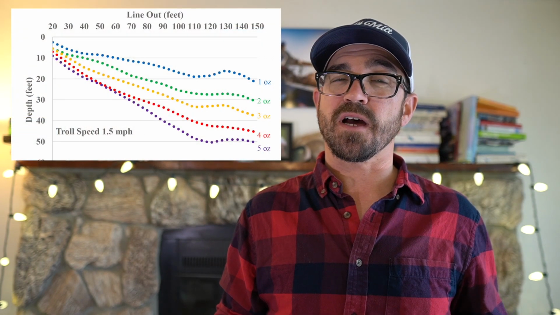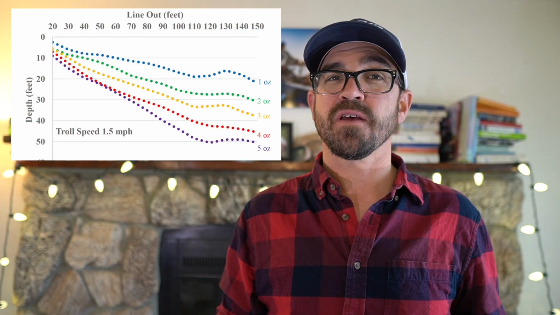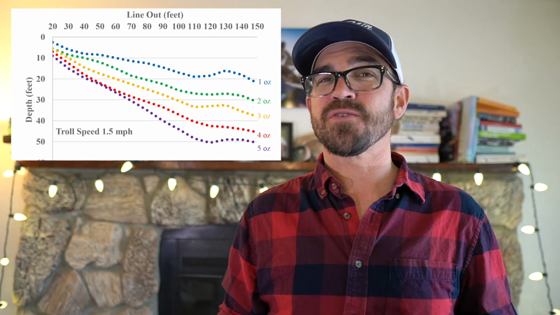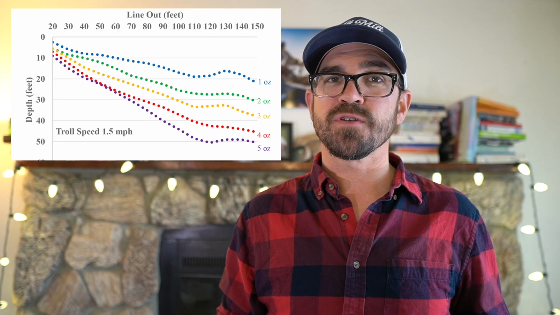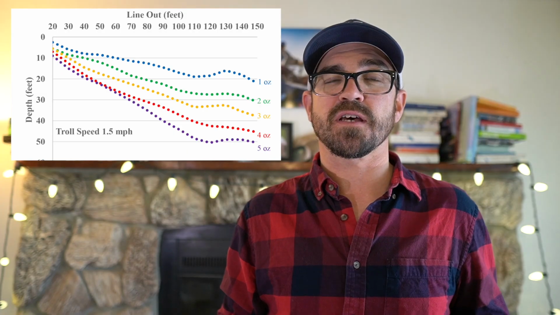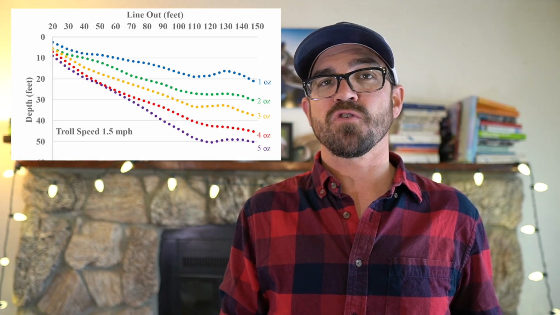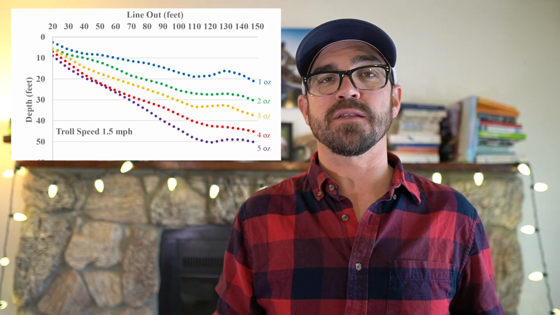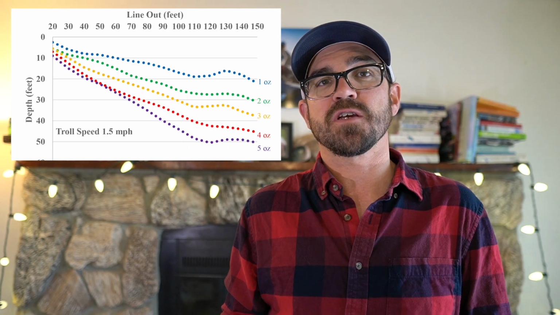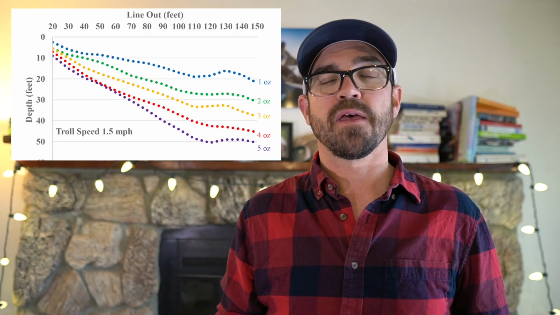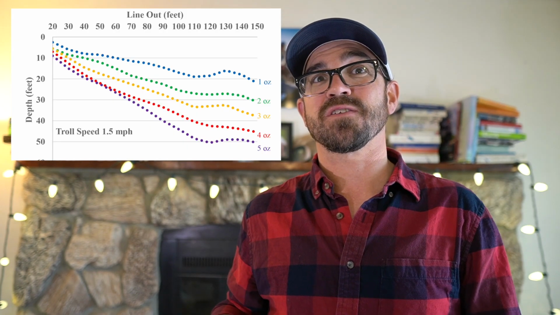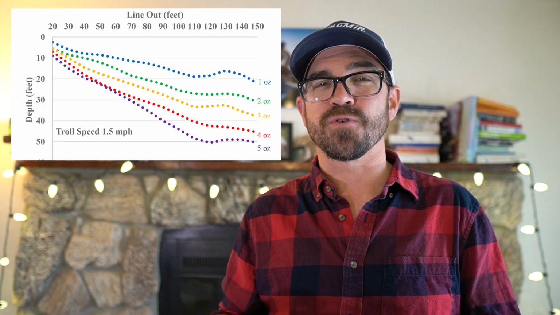And the other thing I really wanted to point out is with trolling at higher troll speeds at 1.5, once you get out to about 120, 130 feet, you really start getting diminishing returns. At those higher troll speeds, there's so much drag on the line and the weights themselves that you're actually coming back up in the water column.